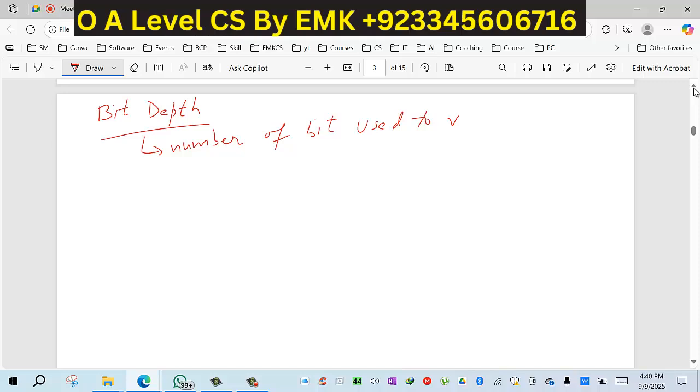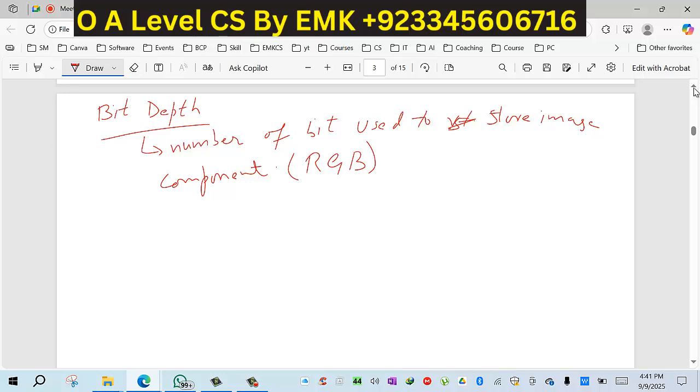Used to store image components. When I want to store image components आपके क्या हो सकते हैं? RGB colors हो सकते हैं. So this is bit depth. So number of bit used to store image component is known as a bit depth.